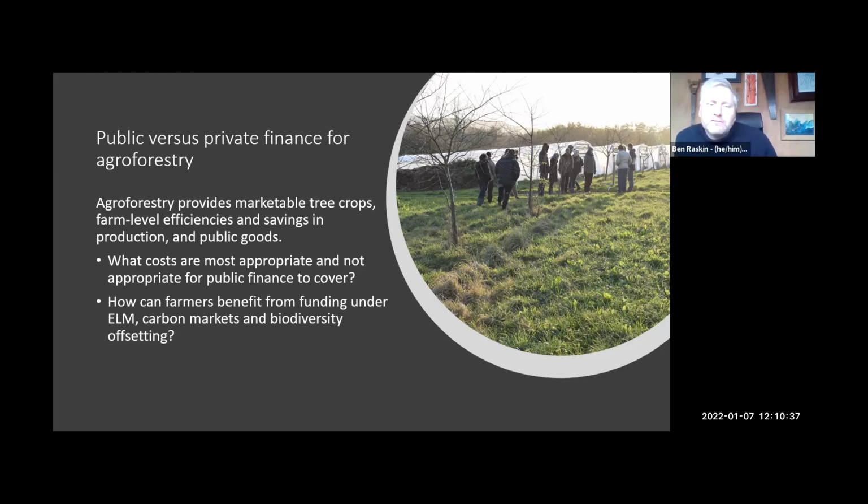So given this really complex picture of rewards to farm, to farmer, to nature, society, what is the best way to support it? If we leave it to farmers to fund it entirely, I think we will get agroforestry. We've seen it happening, but it will probably be slow, and it will probably take longer than the climate emergency requires. But what are the costs that are most appropriate and what are not appropriate for public finance to cover?